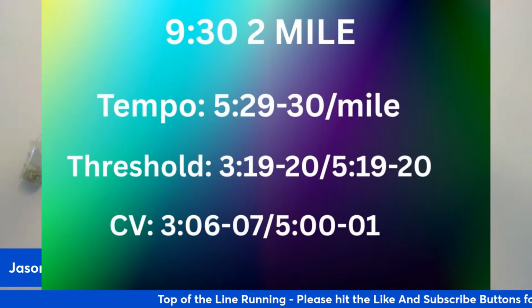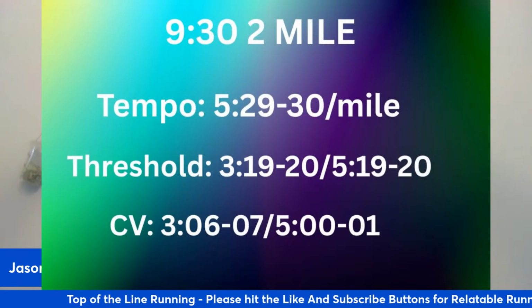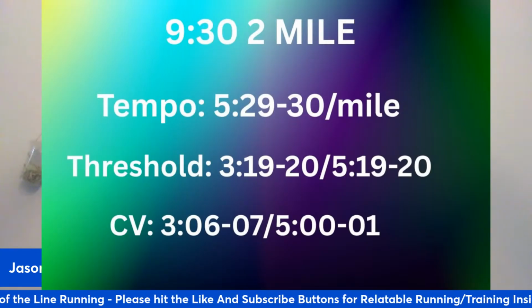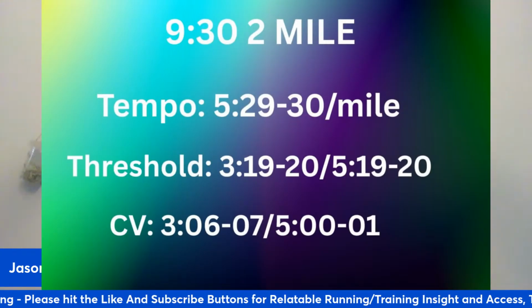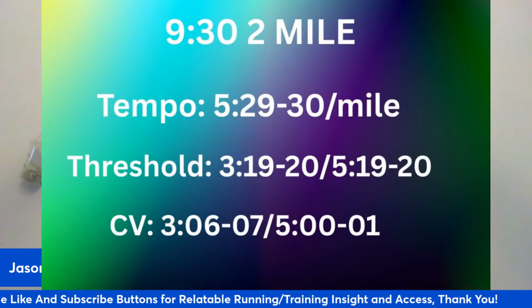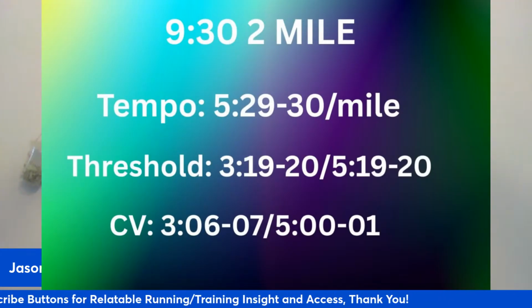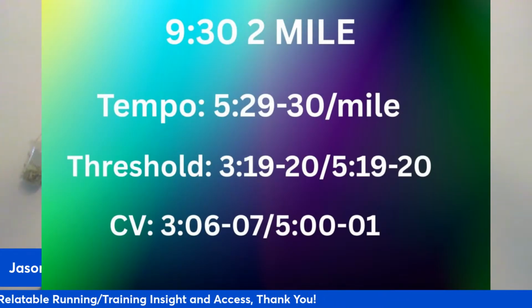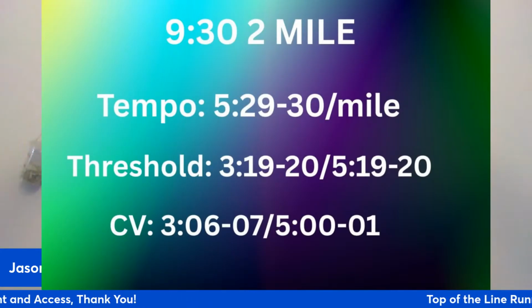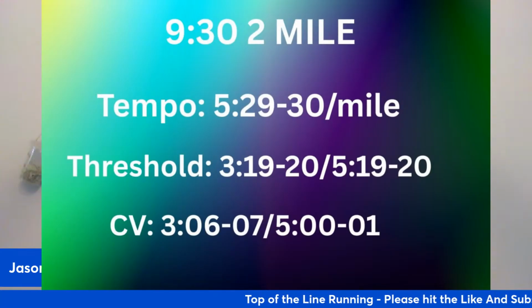Threshold reps, 3:19 to 3:20 per 1K is 5:19 to 5:20 per 1 mile reps. You're basically locking in 79, 80 seconds per lap on an outdoor track, 40 seconds on an indoor track per lap. Critical velocity, you're hovering around 5 minutes per mile. 3:06 to 3:07 per 1K reps, 5 minutes to 5:01 for your 1 mile reps. Okay, that's critical velocity pace.